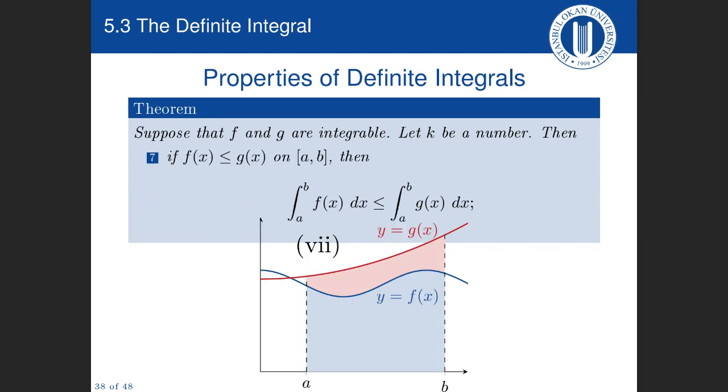Property number 7. If g is always bigger than f between a and b, we only need this to be true between a and b. It doesn't matter what happens over on the left. It doesn't matter what happens on the right. We don't care. We only care what happens between a and b. And between a and b, we want that f is smaller than g. If that's true, then the integral of f is smaller than the integral of g. That makes sense. We can see from the picture that this blue area is going to be smaller than the pink area.